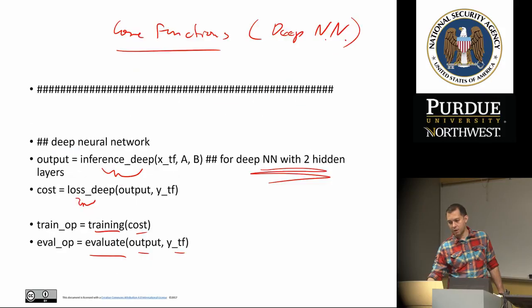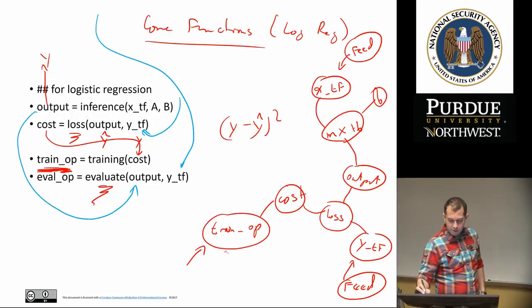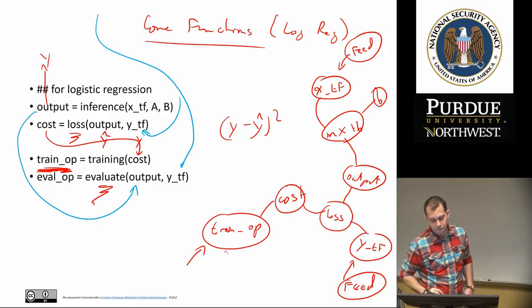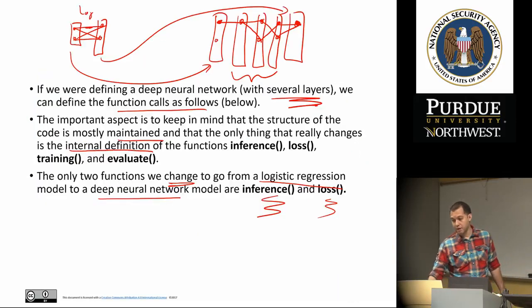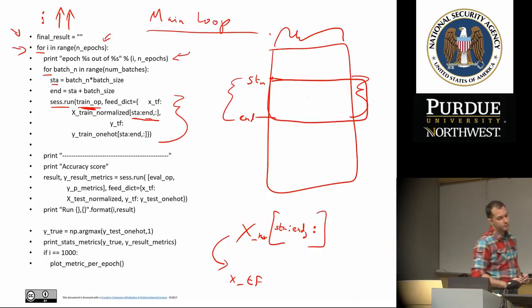So we can go back to our graph over here, and that's exactly what we did. Through the feed dictionary, we provided the data into XTF. We do the same from the feed dictionary. We provide the data into YTF, very much the same way.